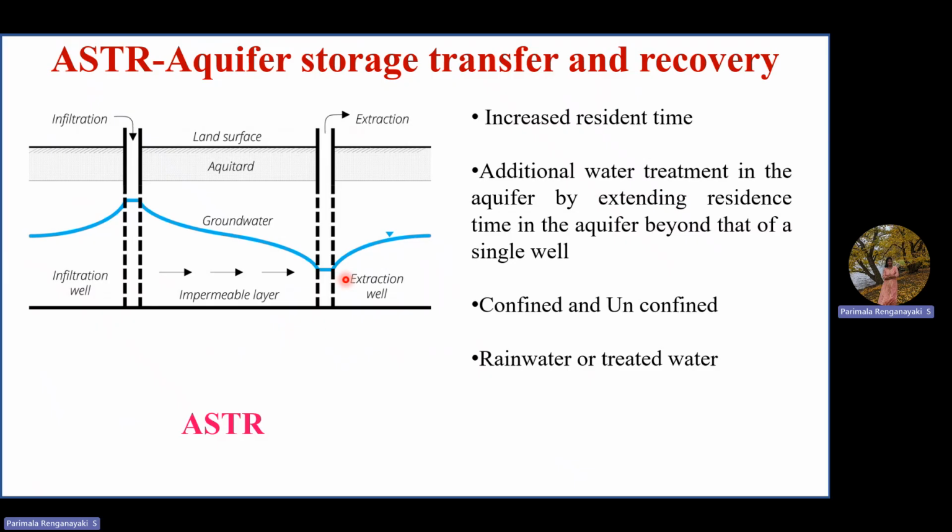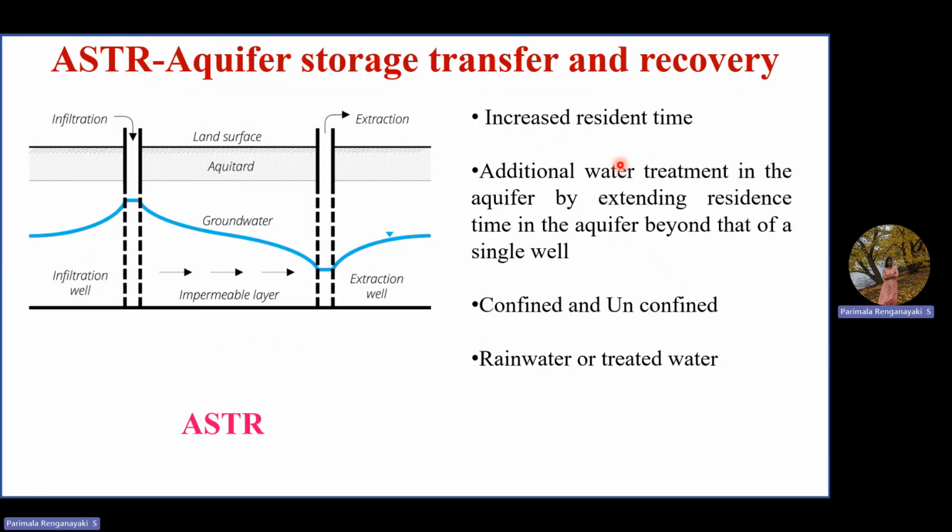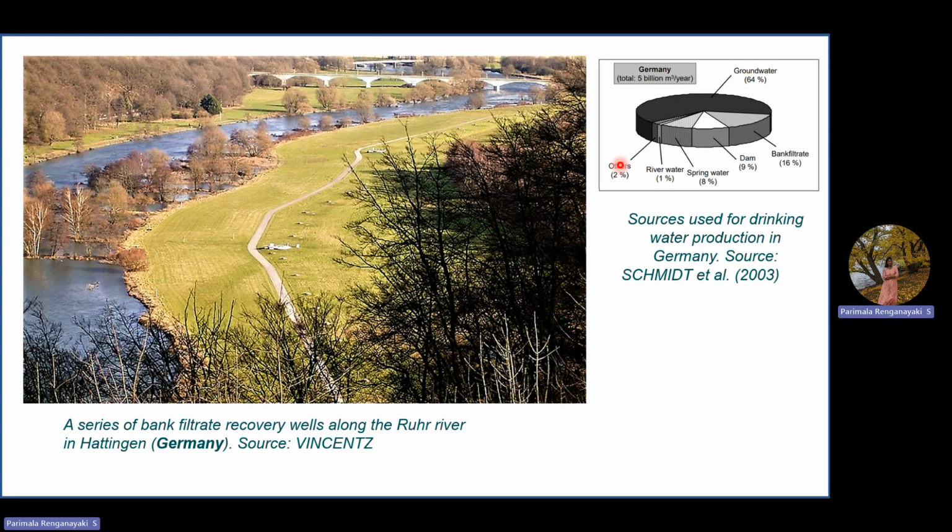Okay, we will see in the next slide what treatment may occur during the transport of water below the ground. So, if you see here, this is an example, the world's largest aquifer storage and recovery project in Dubai, which completes stage 1 of construction works, where the treated desalinated water is put into the aquifer and they are recovered during the lean period. This is one of the examples.